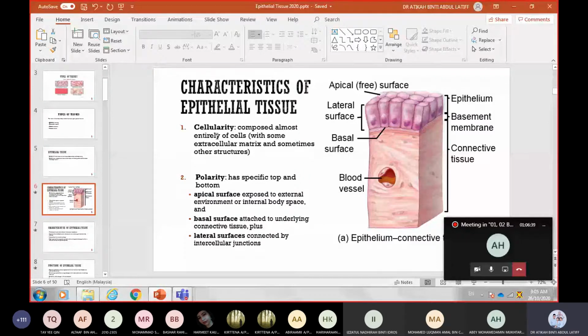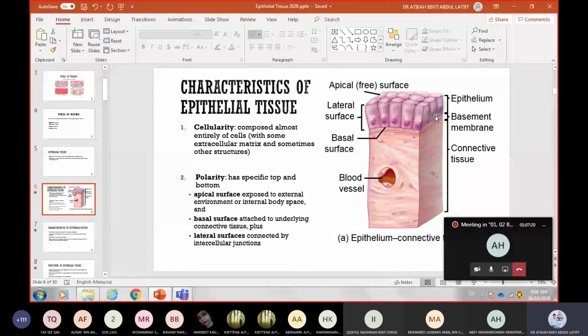Okay, so what you can see here, this is an example of your epithelium or epithelial tissues composed of many cells, or epithelial cells. So what are the characteristics? The first characteristic is cellularity, meaning what makes up the epithelium is mostly cells. You can see these are small epithelial columnar shaped cells. And also another characteristic is the polarity. It has a specific top and bottom. So usually the top layer, we call it the apical layer, and the bottom layer, we call it the basal surface or basal layer.